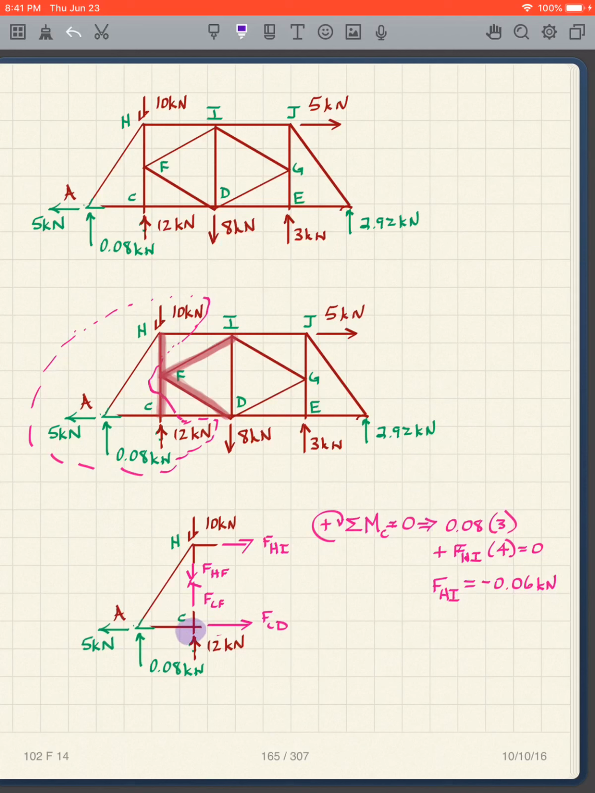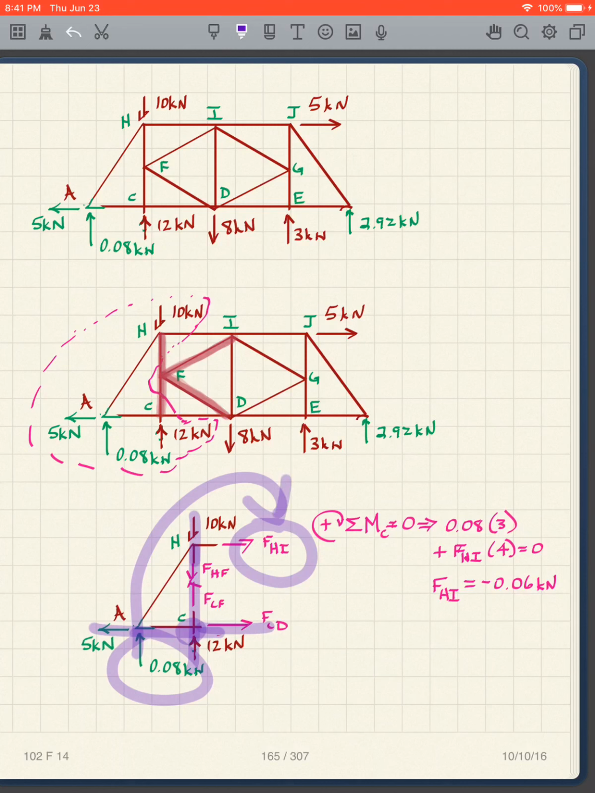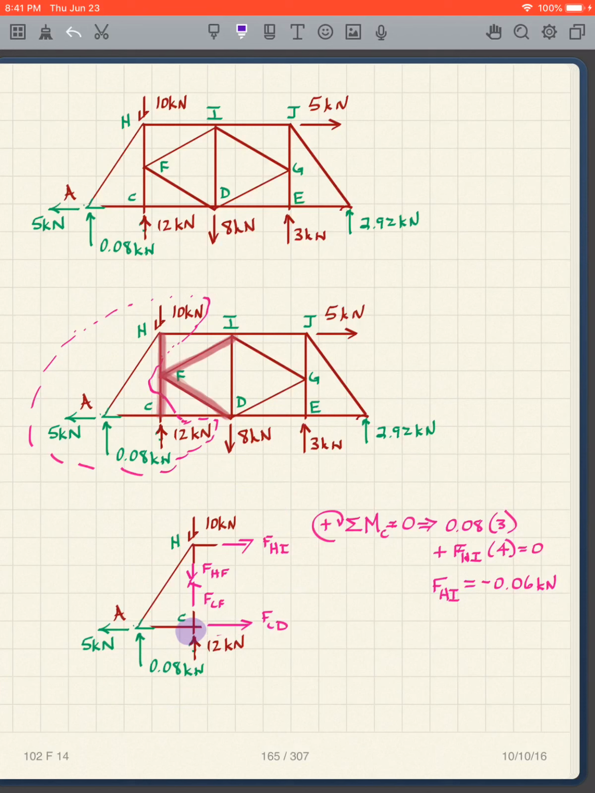So moments about C, all of these forces disappear. So all that I have left are, well, this one disappears as well. Those two, that's it. So it's quite straightforward. And so I have 0.08 times 3, that's that distance right there, and then FHI times this distance here, which is 4. So that's also clockwise. So they're both positive, and I solve for FHI. It's negative 0.06.